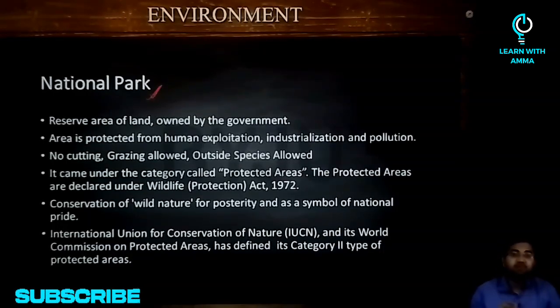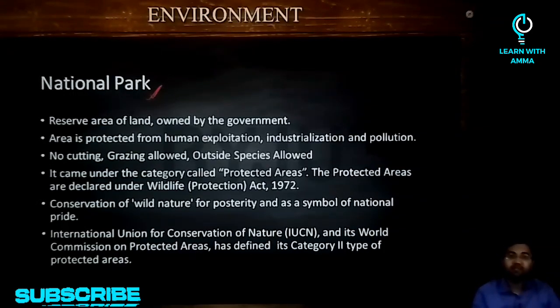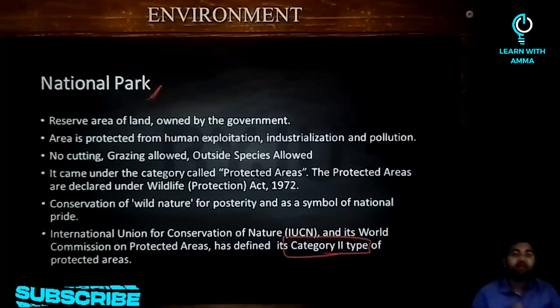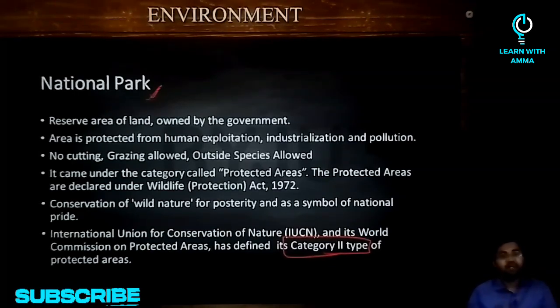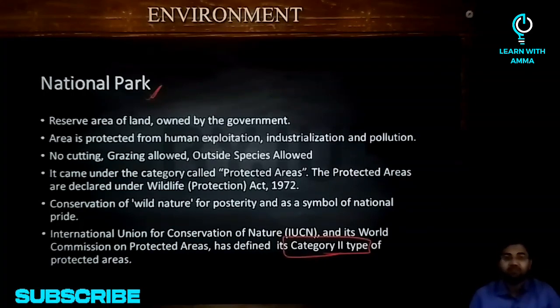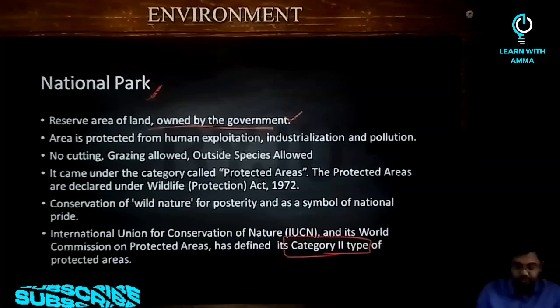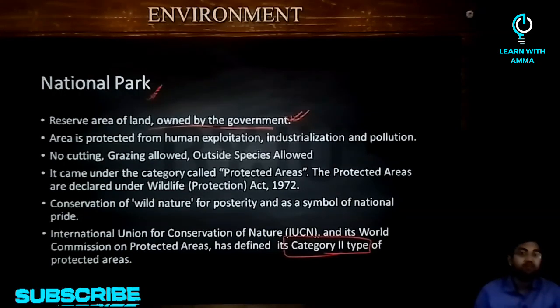So the IUCN, or one of its bodies, the World Commission on Protected Areas, has defined this as category 2 type of protected area. It is also home to many species of birds and animals, and is established by the center and the state governments for the conservation process. If you look at the most important common characteristics of a national park, first, it's a reserve area of land owned by the government.